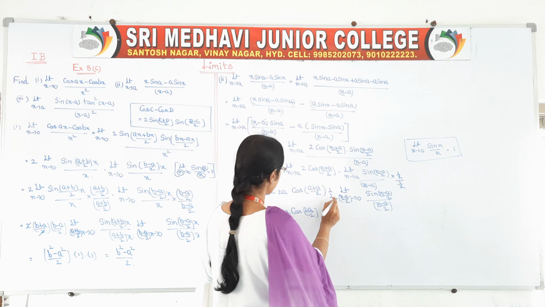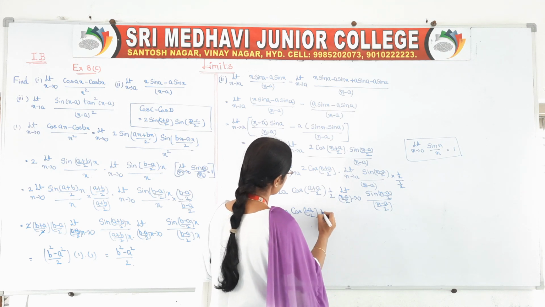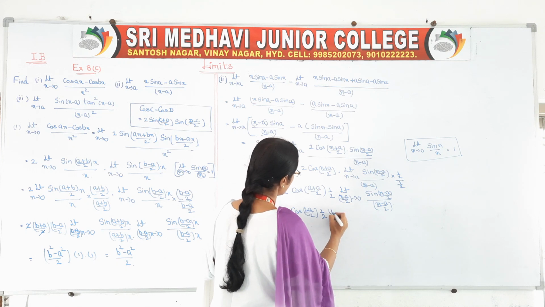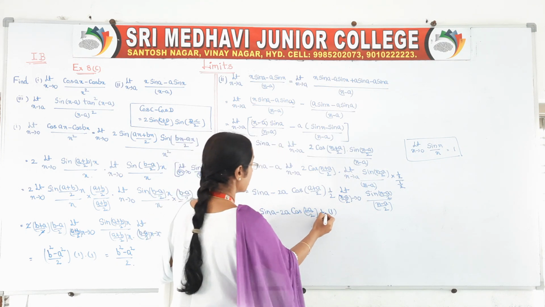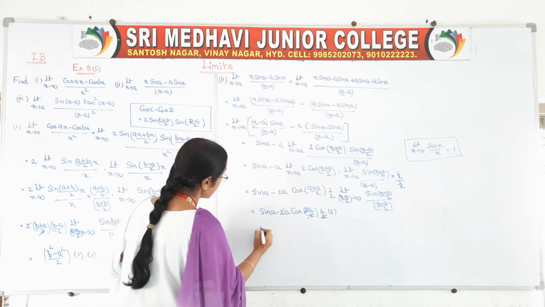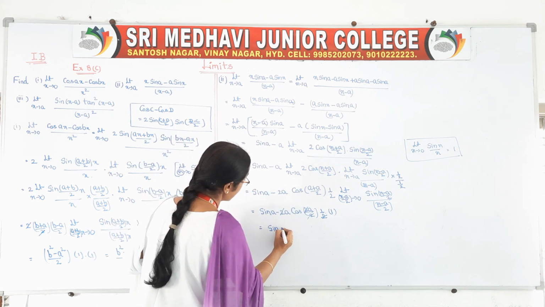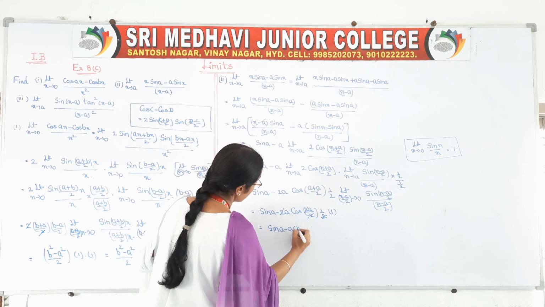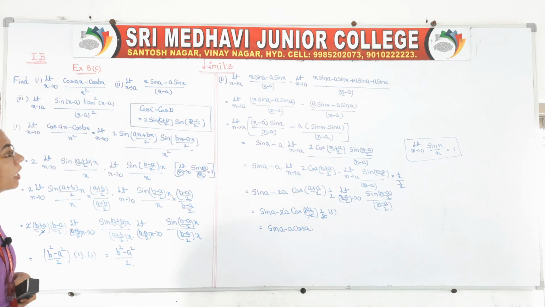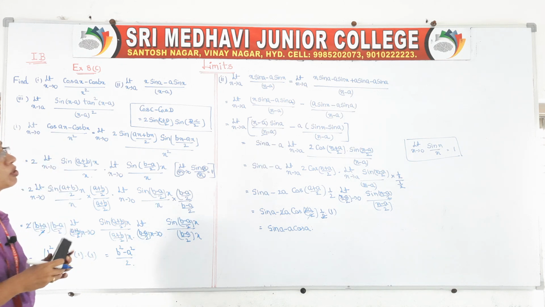And here you can cancel 2, otherwise now you can cancel into this entire value is equal to 1. So here 2, 2 cancel, here also 2, 2 cancel. So your answer is sin a minus a cos a. Okay, so this is your second question.